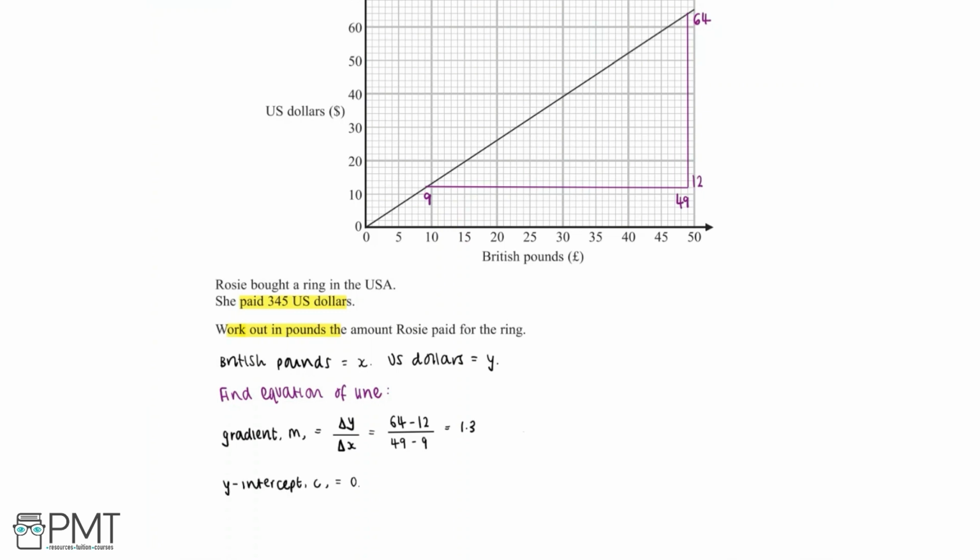Now we know that the equation of a straight line is in the format y equals mx plus c. We said that the gradient m is equal to 1.3, and the y-intercept c is equal to 0. And so y equals 1.3x plus 0. We can ignore the plus 0 and say that y is equal to 1.3x.